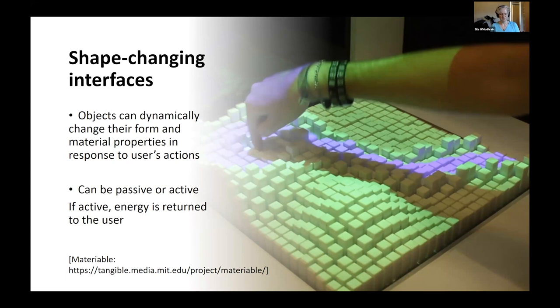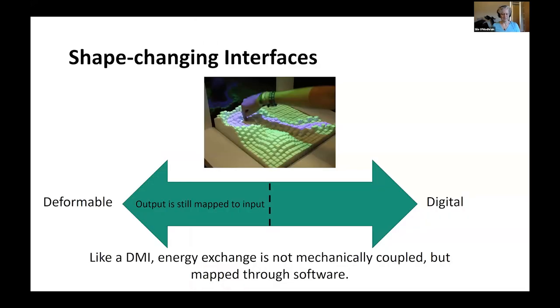This is a project from Hiroshi Ishii's group at MIT. I'm not going to go into too much detail here, but you can follow through to see how they conceptually used the framing of an active object. Output is still mapped to input in this case. The object may be deformable, or it may just be reactive. So on one side you have this idea that it's tangible, but also deformable. And on the other side of this arrow, you still have a digital representation. That's what you're ultimately manipulating.